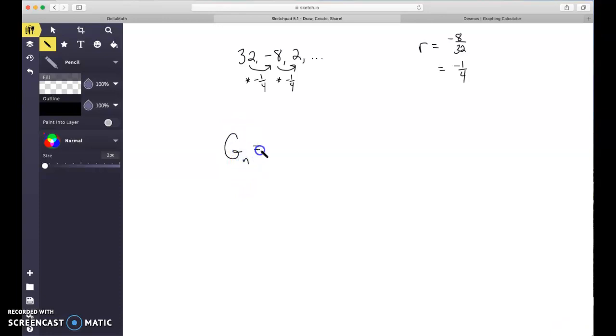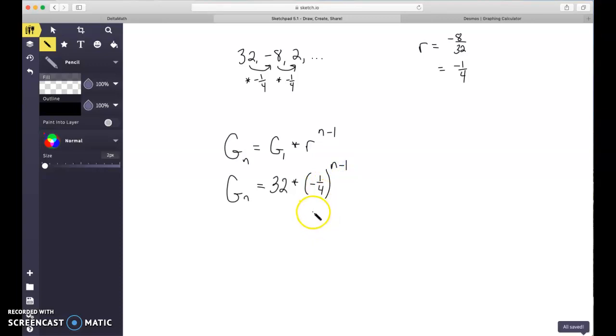So G sub n equals my first term, which is 32. Oops, hang on. I'll write my general formula. G sub n equals G sub 1, my first term, times my common ratio, raised to the power of n minus 1. So I can start filling things in. G sub n equals my first term, which is 32, times my common ratio, which is -1/4. I like to use these parentheses just to make sure I'm keeping in mind that it's the whole ratio raised to the power of n minus 1.